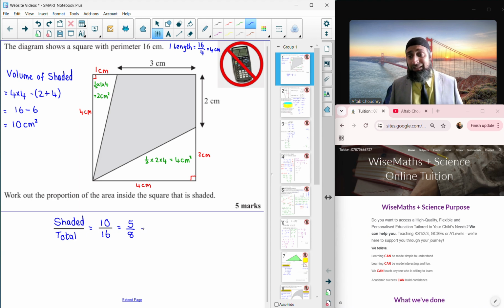You could also write this down as a decimal, which would work out to be 0.625, and that is also the equivalent. You could use the bus-stop method to work that out. That's the equivalent of writing down 62.5%, which is the proportion.